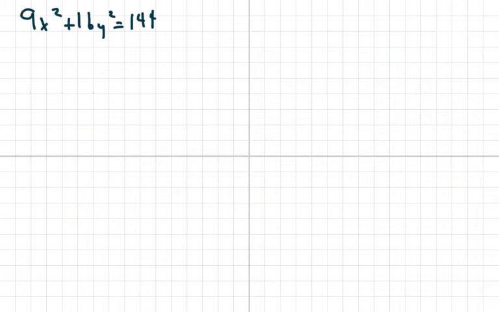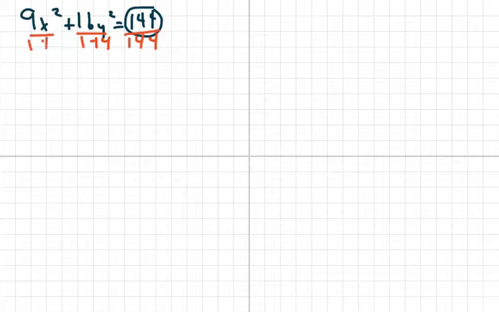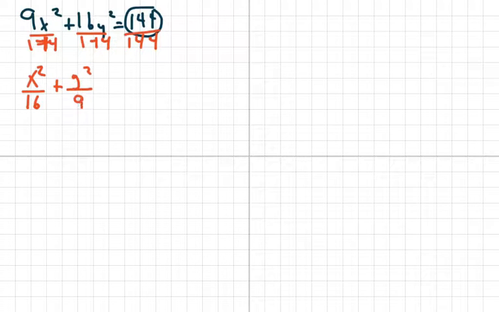Okay. Now, here we have one that looks kind of funny. So we always want this to equal 1. And when they give you this, what we're going to do is just divide everything by 144. And since we know this is an ellipse, it comes out nice. 9 times 16 is 144. So when you divide, you're just going to get x squared over 16 plus y squared over 9 equals 1. So my center is 0, 0.